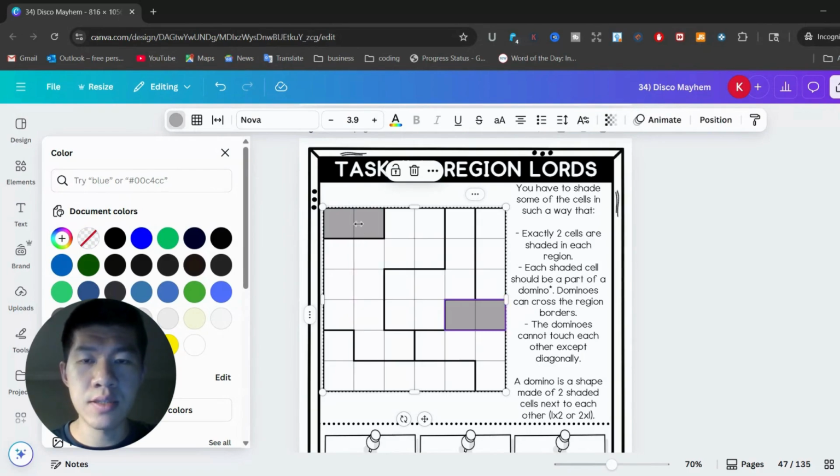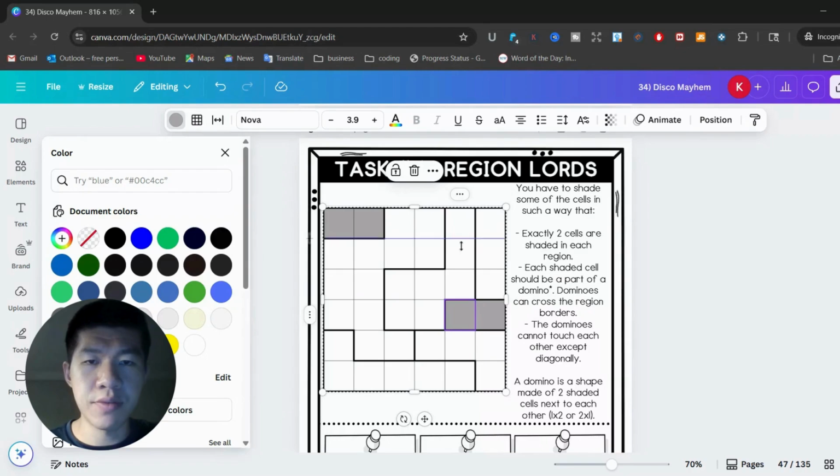These two cells are going to be shaded in gray because each region has to have two cells that are shaded. And since it's only a 2 by 1, logically speaking, these are the only cells available that can be shaded in. Then you have to just do the same for the rest of the regions here.